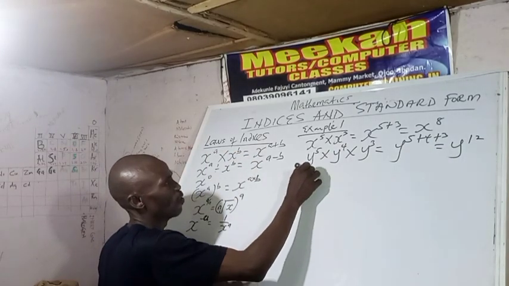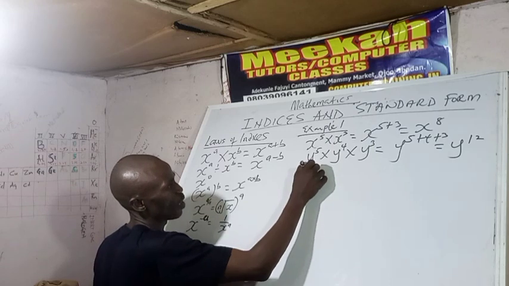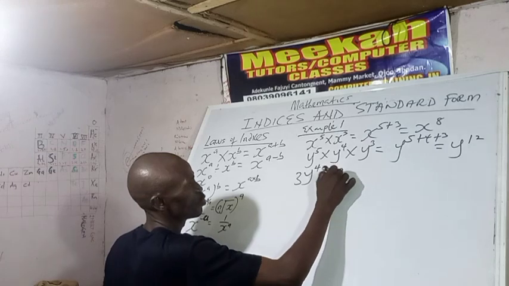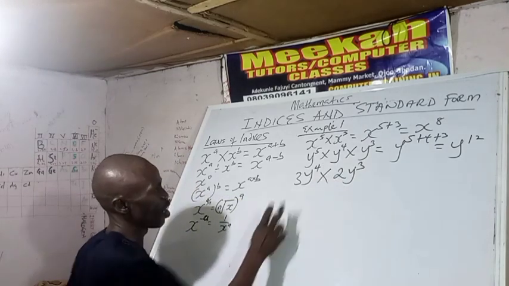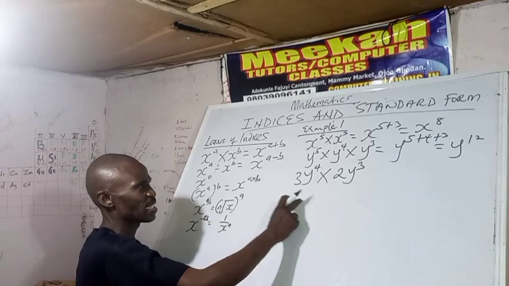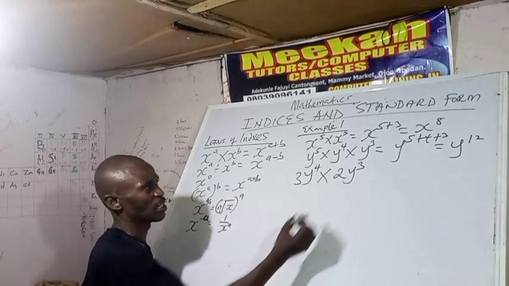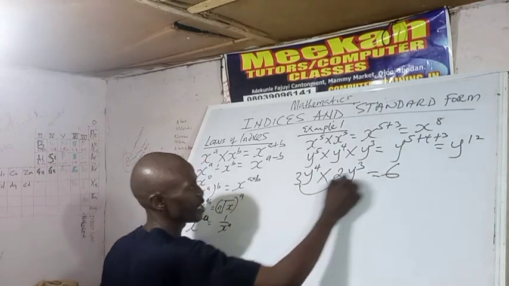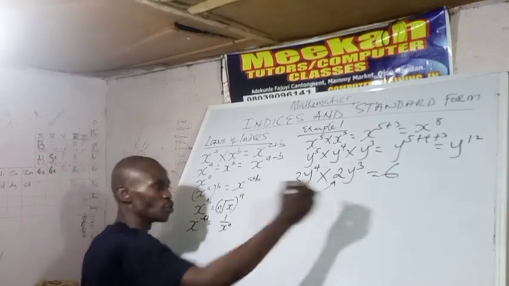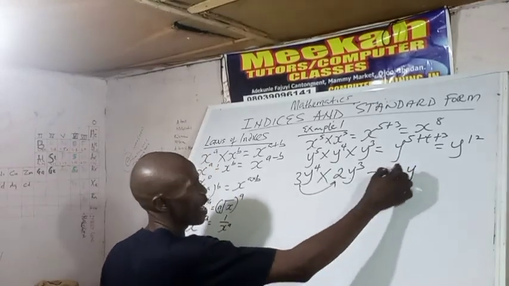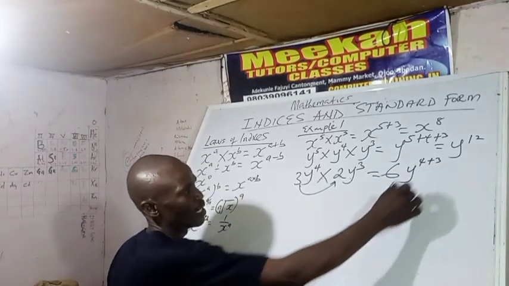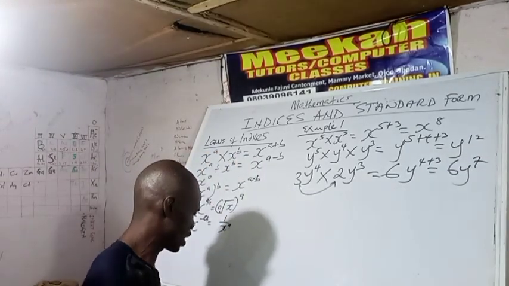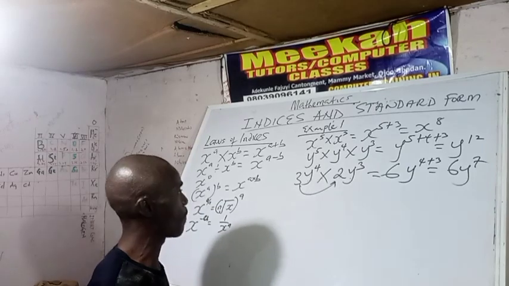What about if you have 3y raised to power 4 times 2y raised to power 3? Number for numbers, letter for letter, sign for sign, indices for indices. You take the numbers and join them together, 3 times 2, what do you have? 6. Y in exponential form, you use the law of indices, that is y raised to power 4 plus 3. This becomes 6y raised to power 7. Remember, my reference note is for New General Mathematics book 2.